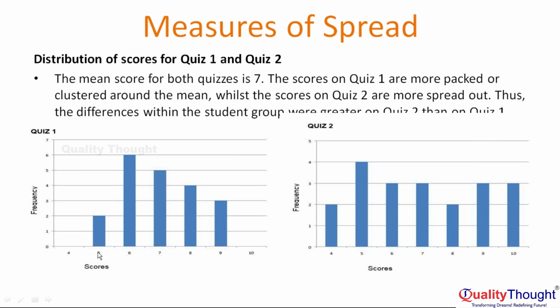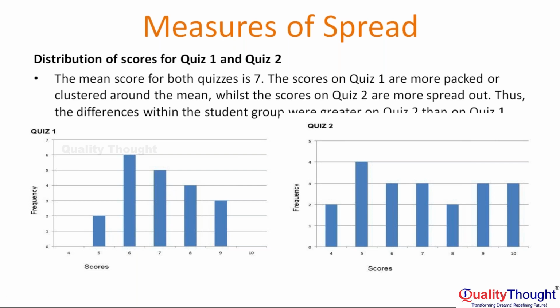5 is the lowest number, 9 is the highest number. What is the median? The median will be 7. What is Q1? 6. Q3 is 8. Q3 minus Q1, 8 minus 6, which is 2.